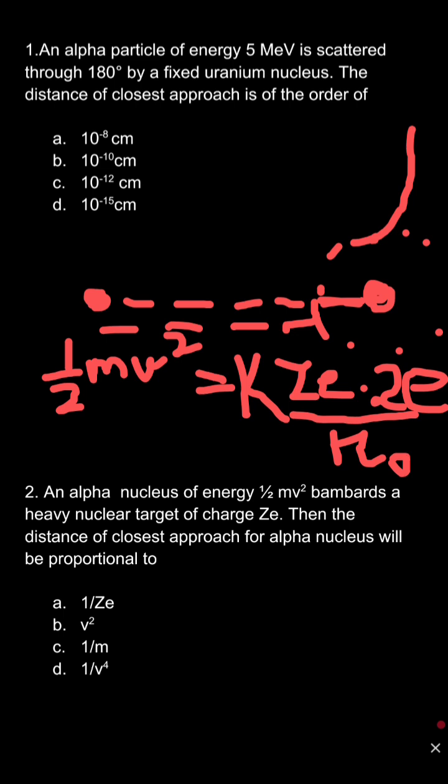Now let's go to the two questions that we have here. The first question says that an alpha particle of energy 5 mega electron volt is scattered through 180 degrees by a fixed uranium nucleus. The distance of closest approach is of the order of.